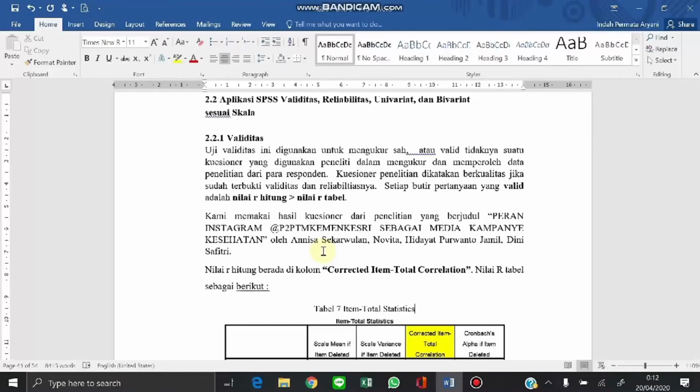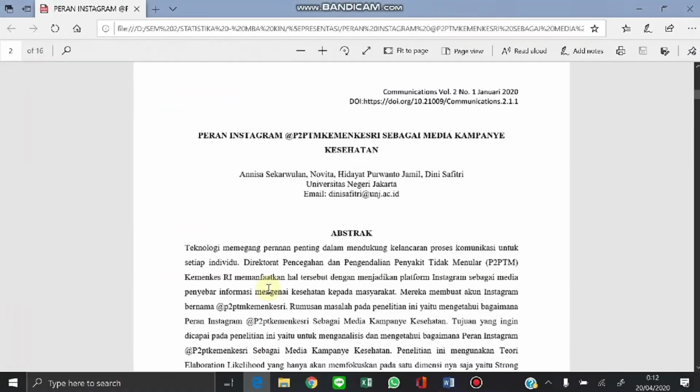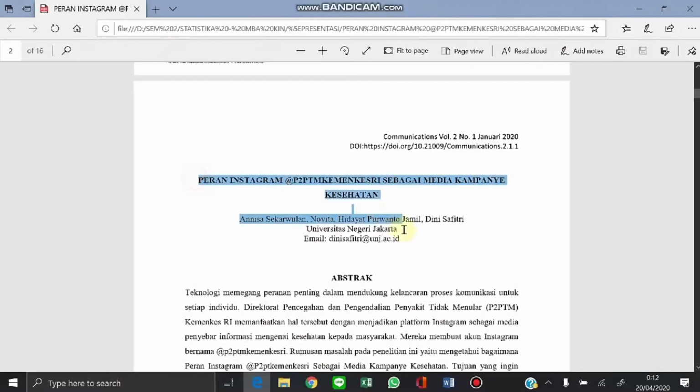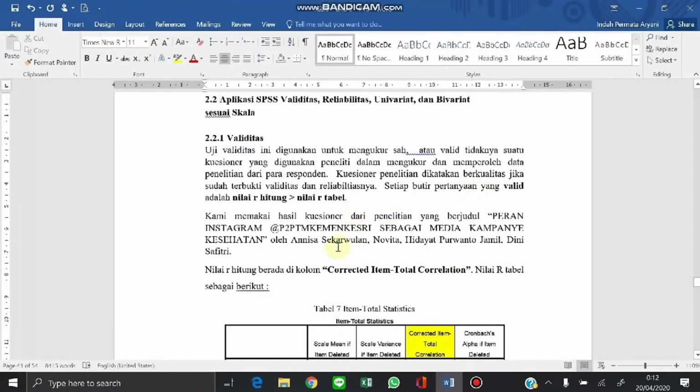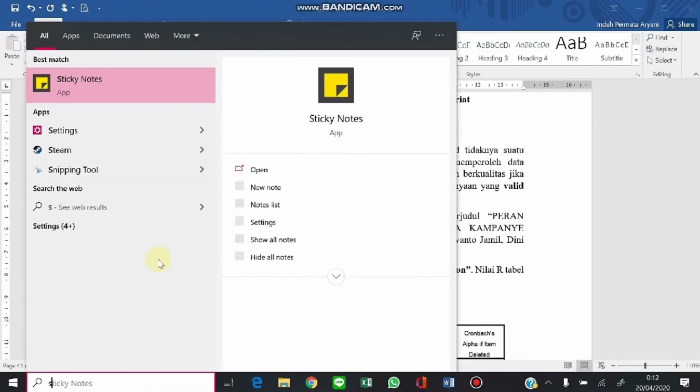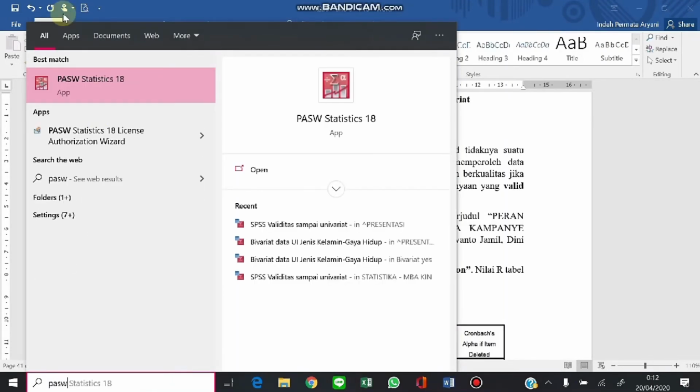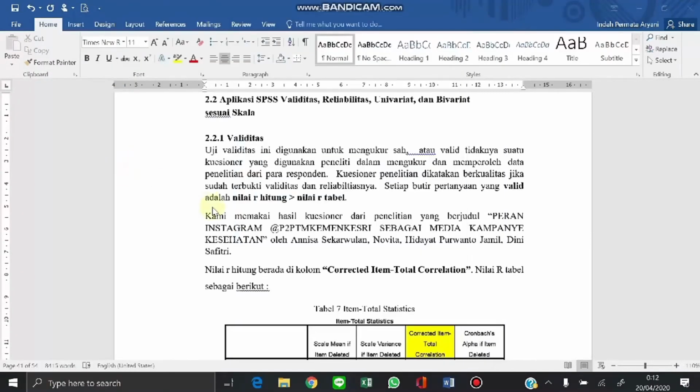Here, we use the results of a questionnaire from a study entitled The Role of Instagram at P2PTM Kemenkesri as a Health Campaign Media by Anissa Sekarwulan, Novita Hidayat Purwanto Jamil, and Dini Safitri. To test the validity, we use the SPSS application. This is the tutorial of it.